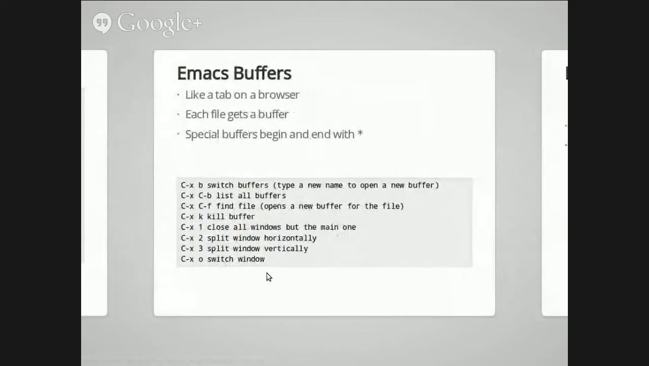One thing that Emacs has, that Vim also has something similar to but different, is the concept of a buffer. You can think of a buffer like a tab on a browser, where each tab or each buffer is its own file. Emacs also has some special buffers. They begin and end with stars. There's some commands down there that allow you to work with buffers. I'm not really going to go through those because it's a long list and it's not that useful to talk about. But if you need them for reference, they're all there.